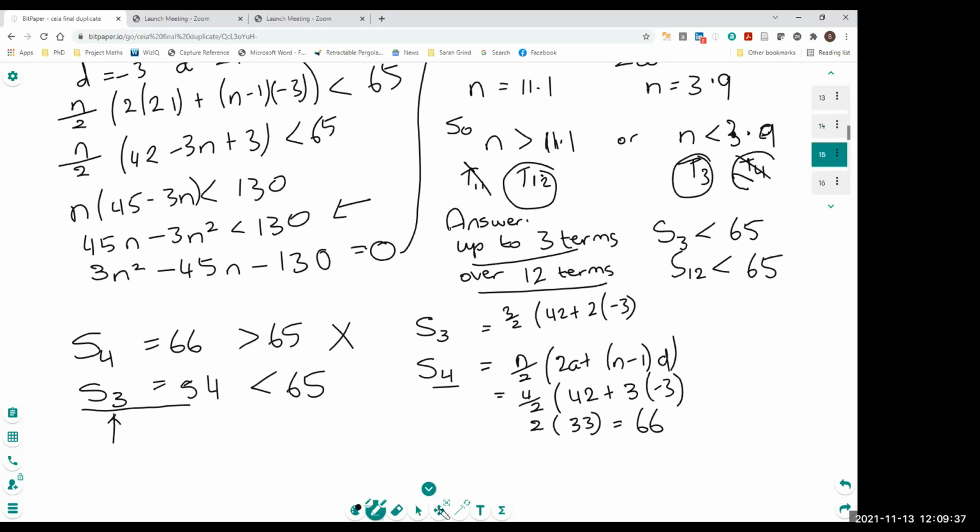You do the same for S of 11 and S of 12. You'll probably find that S of 11 is greater than 65 and S of 12 is less than 65, and they're the ones you want. So S of 13, S of 14, anything over 12 will give you less than 65. So if you're not sure when you come to this point, substitute them in very quickly and see. That's how you can verify them.